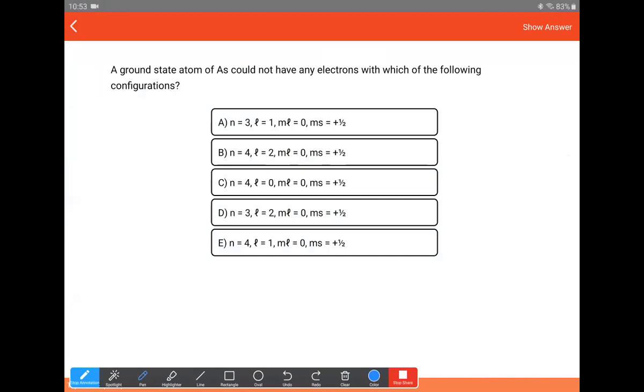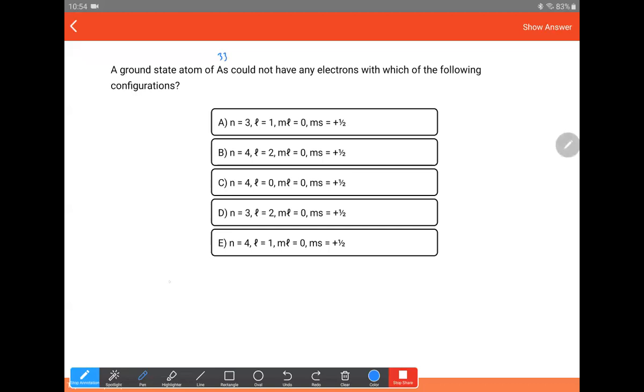All right, in this question, we have begun to link the periodic table with these quantum numbers and electron configurations. And so first thing I want to do is find arsenic on the periodic table, and I see that it has 33 protons. And so we can write the electron configuration for arsenic.